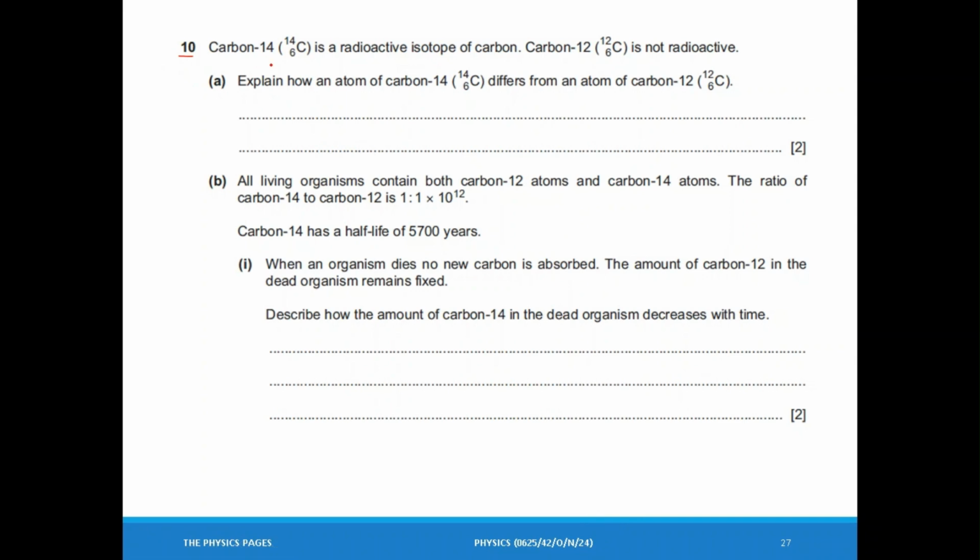Question number 10. Carbon 14, 6C14, is a radioactive isotope of carbon. Carbon 12, 6C12, is not radioactive. Before I go to solve part A, I would like to talk about two things.